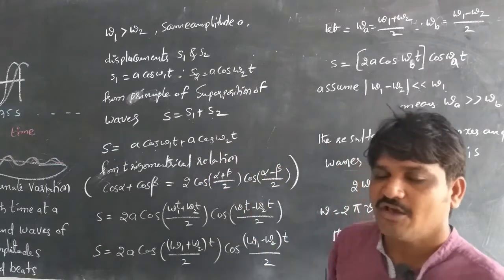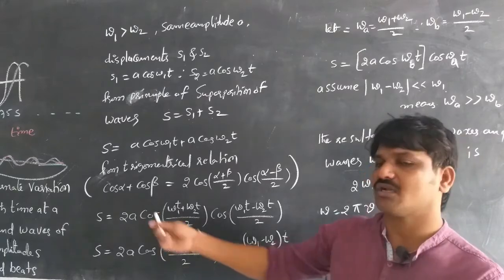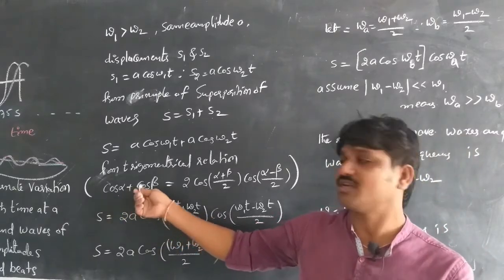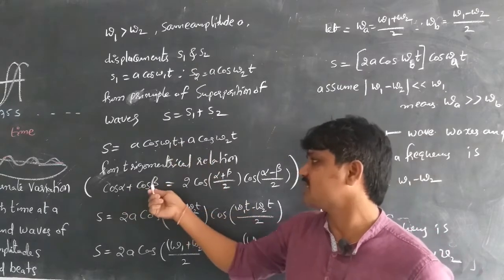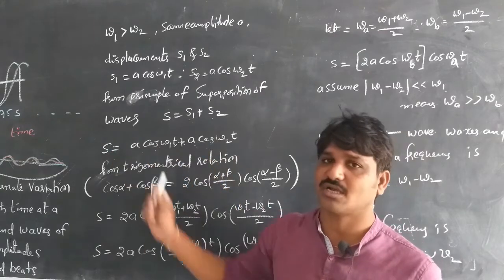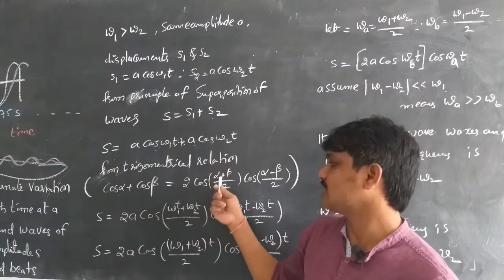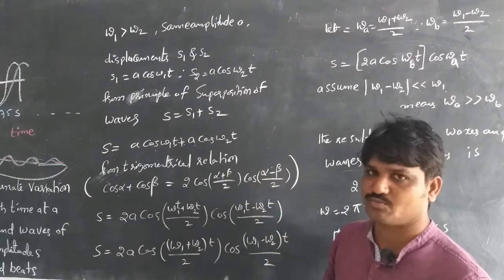If we substitute that from the trigonometrical relation, cos alpha plus cos beta is the same as this formula. So cos alpha plus cos beta, taking the A out commonly, becomes 2 cos of (alpha plus beta) by 2 times cos of (alpha minus beta) by 2.